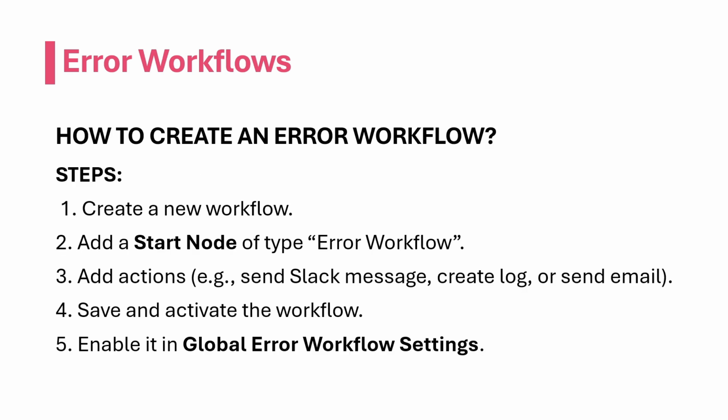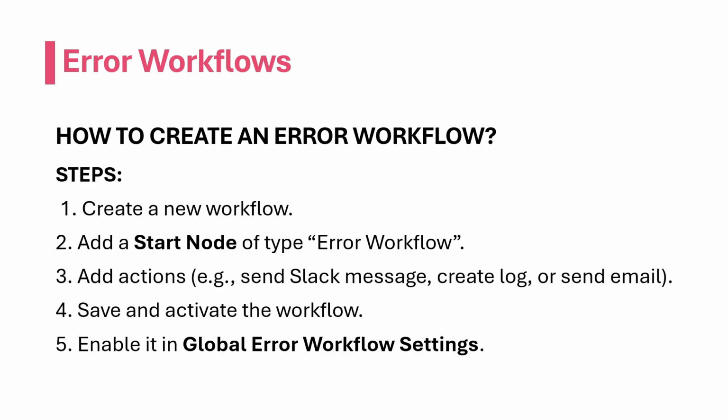Now we will see the steps to create the error workflow. First of all, you have to create a new workflow. Then you have to select the error workflow trigger as your start node. Then you have to add the actions you want, for example, sending an email to the admin or creating an entry in a Google Sheet. Once done, you have to save and activate it. Finally, you have to go to your n8n settings under error workflow and select this workflow as a global error handler. Now, whenever any workflow fails, this one will automatically execute. This is the part that we are going to see in our live demo at the end of the video. So please stay tuned and watch till the end.